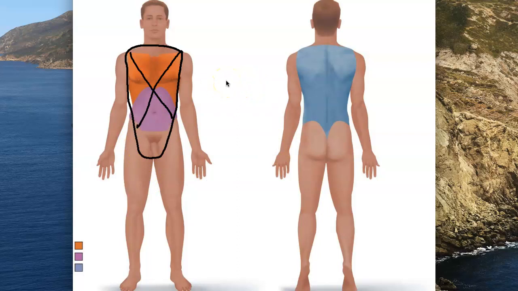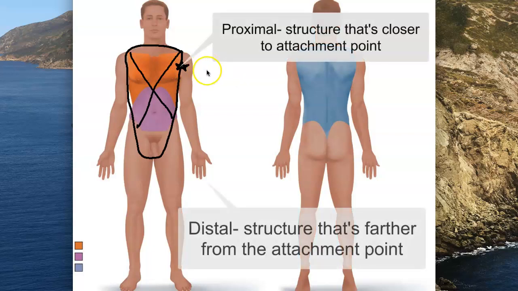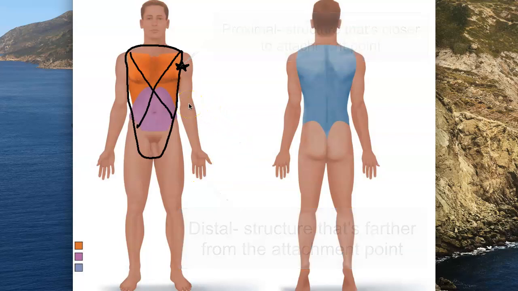Because if you are talking about an appendage, a limb, then there's a point of attachment. So let's take a look at the arm. The arm is attached at the shoulder. And so anything closer to that point of attachment is proximal. So the upper arm is proximal to the lower arm. The lower arm is distal to the upper arm. The elbow is proximal to the hand. The fingers are distal to the elbow.